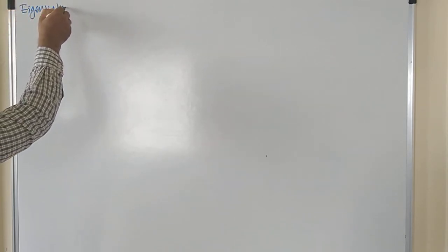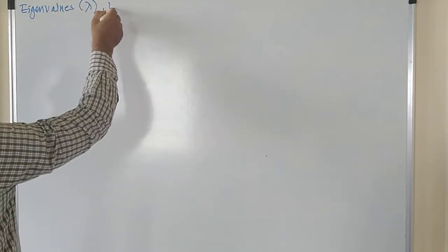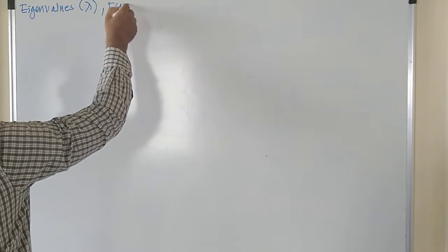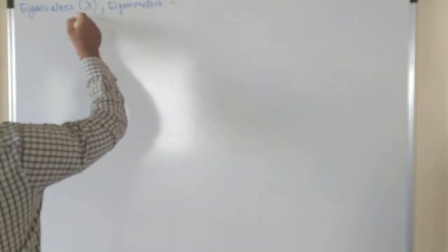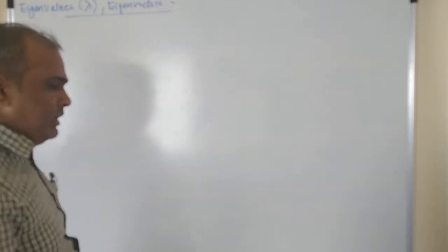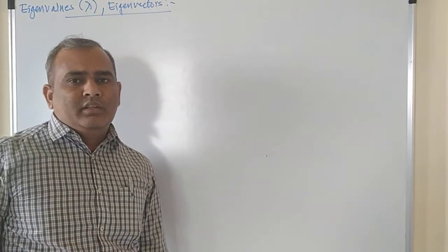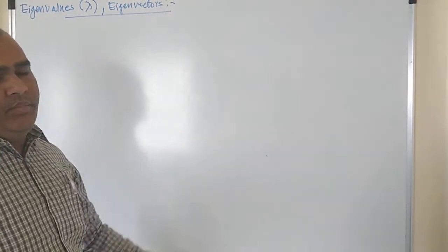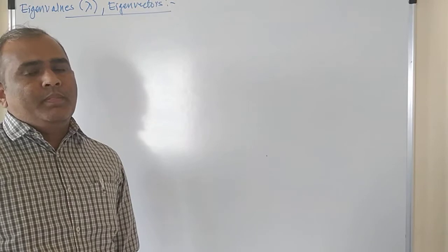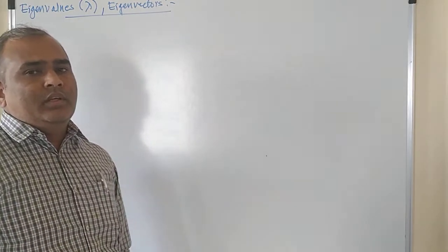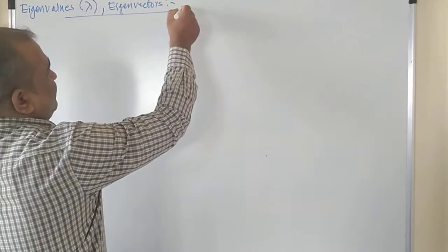Eigenvalues are denoted by the letter lambda. Eigenvectors, and normalized eigenvectors. Now the whole procedure I am not going to teach here. We'll just take an example and directly calculate the eigenvalues of the given matrix by using a characteristic equation. Now what is the characteristic equation?